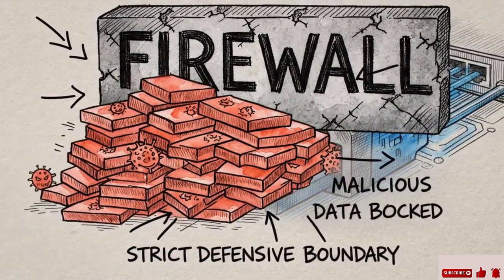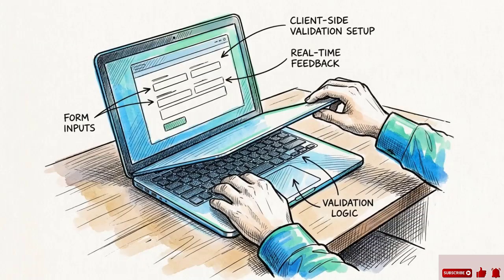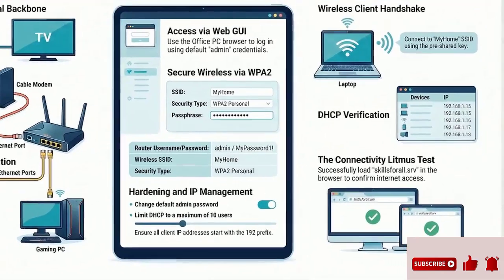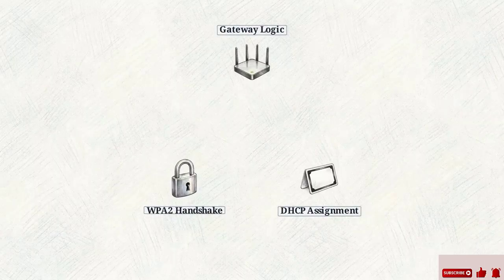A theoretical configuration means nothing until the packets actually flow. You always have to validate the entire setup from the client side. Check the Phase 3 section of our schematic. The ultimate validation test is opening a web browser on a wirelessly connected laptop and successfully loading a specific external target server to prove the internet circuit is complete. When that page loads, it proves that the WPA2 handshake, the DHCP address assignment, and the router's internal gateway logic have successfully converged to complete a functional circuit.